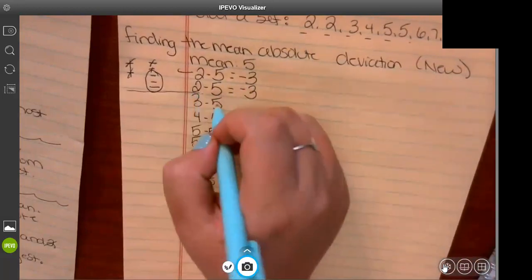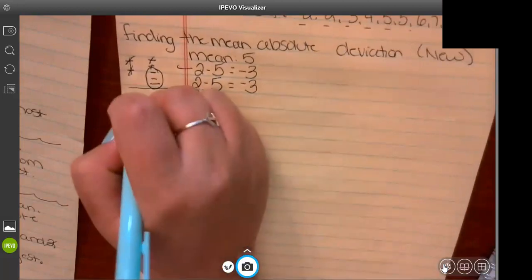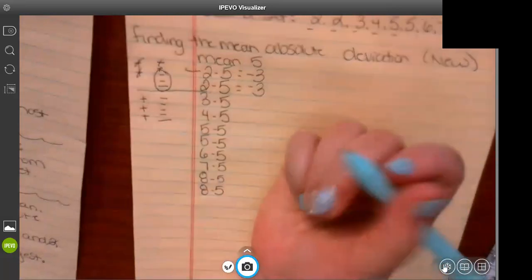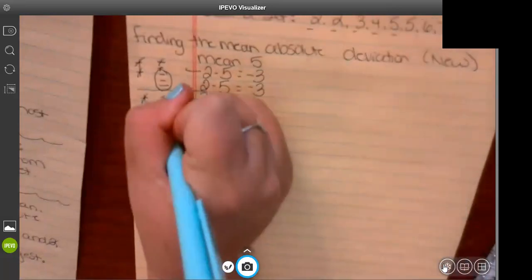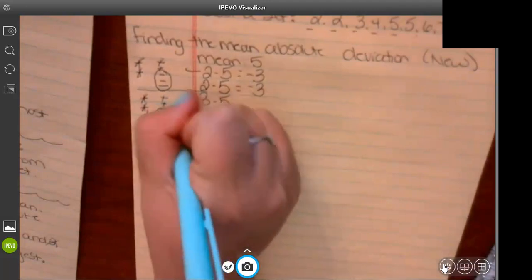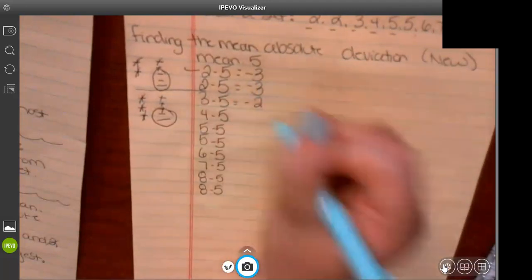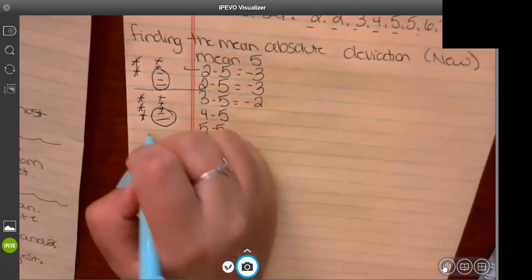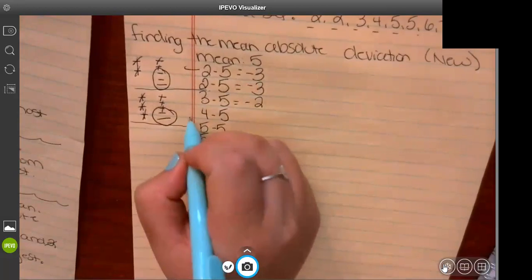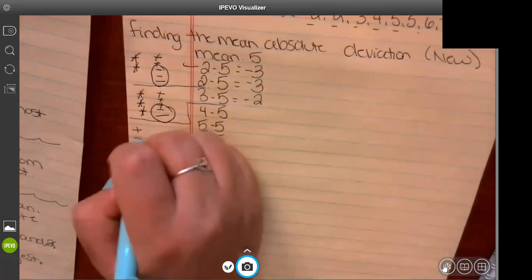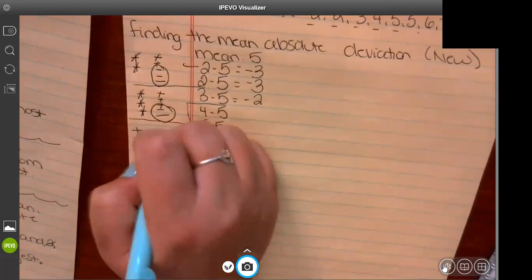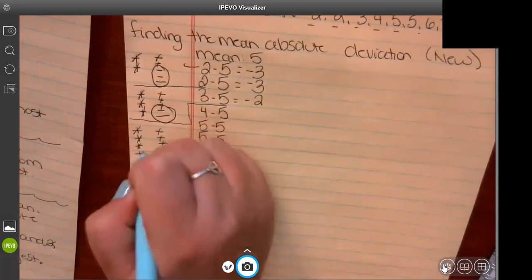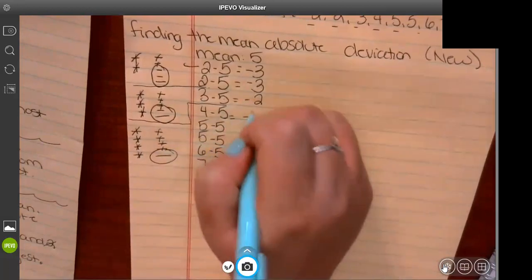Now for this one, we have 3 minus 5. So we're going to have 3 pluses and 5 negatives. So we're going to cancel them out, and what we're left with will be our answer. So that's going to be negative 2. And then for this last one with the negatives, it's going to be 4 minus 5. So we have 4 pluses and 5 negatives, so they cancel out to be left with negative 1.